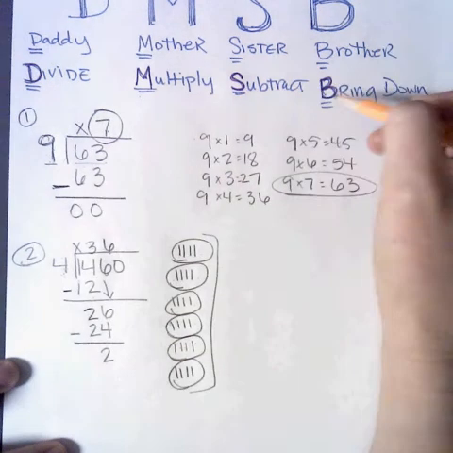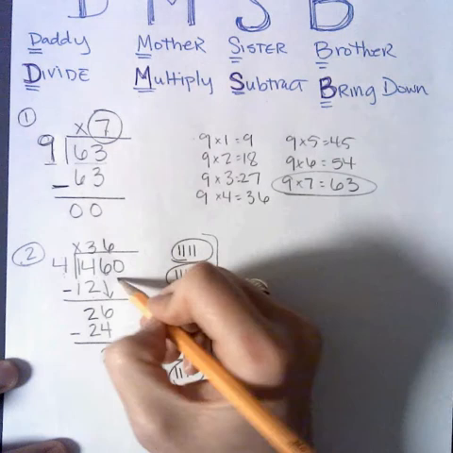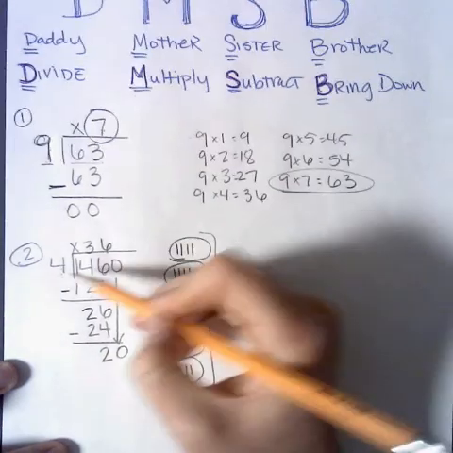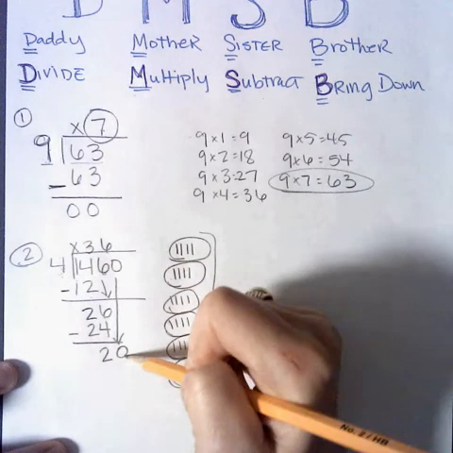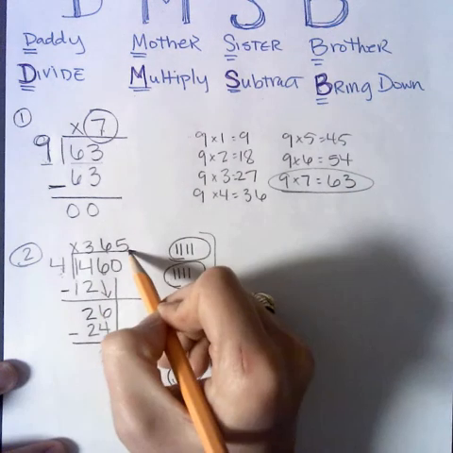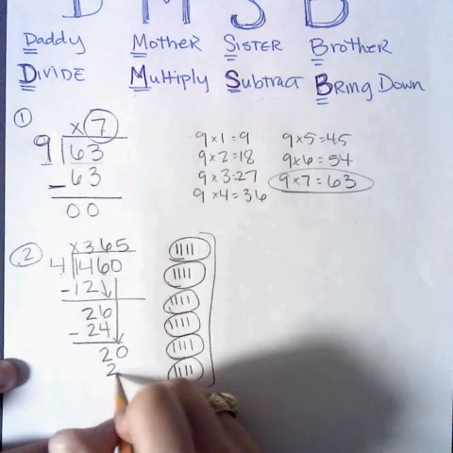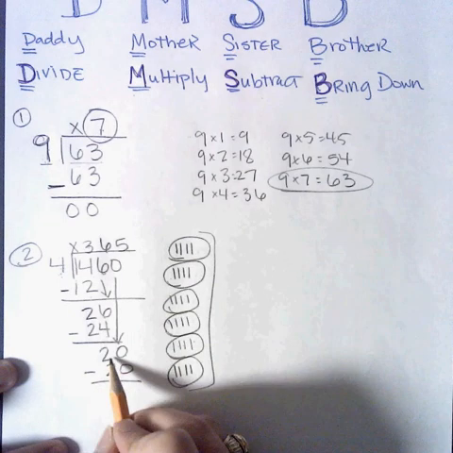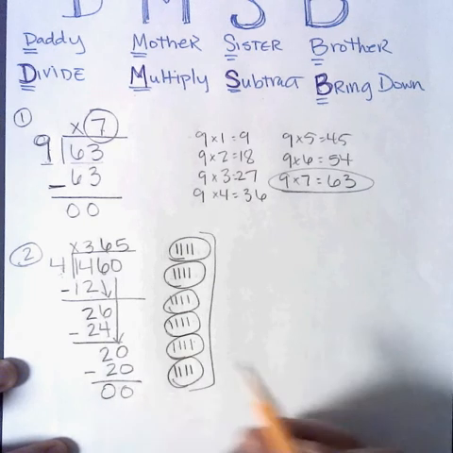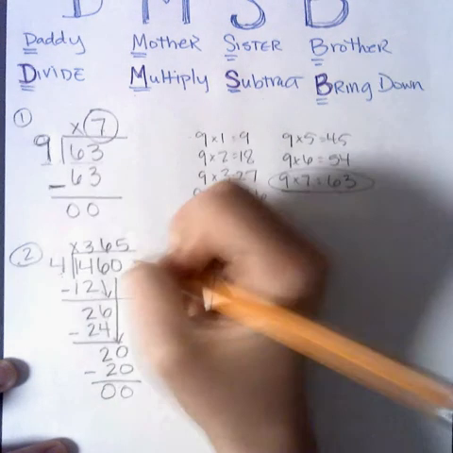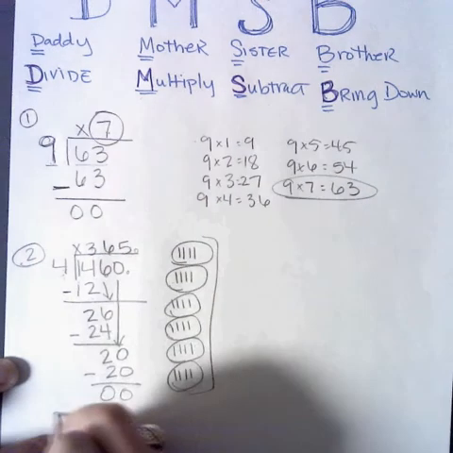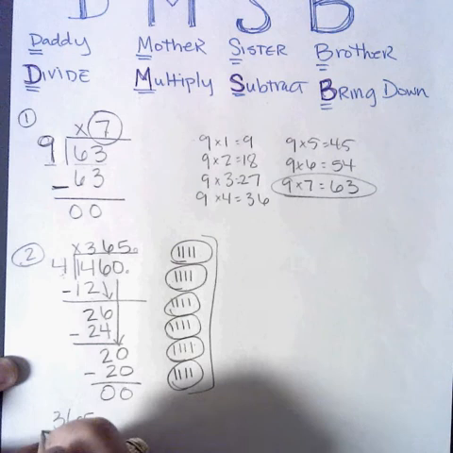Now that I've subtracted, I can bring down. So I'm going to bring down my 0 all the way down, and I'm going to put it here. So 4 can go into 20 5 times. 4 times 5 multiply together will give me 20, and I'm going to subtract. 0 minus 0 gives me 0, and 2 minus 2 will give me 0. So now I have nothing left over, so I end up with 365. That's my answer.